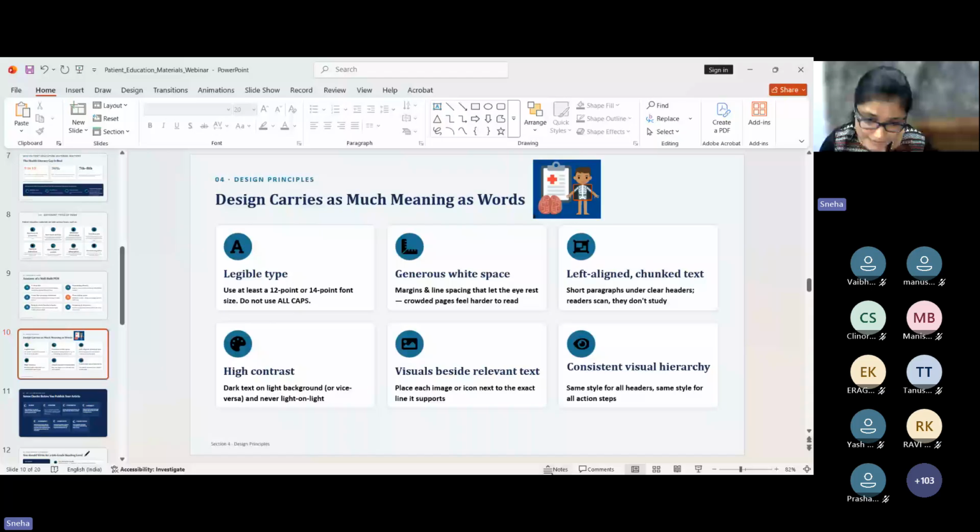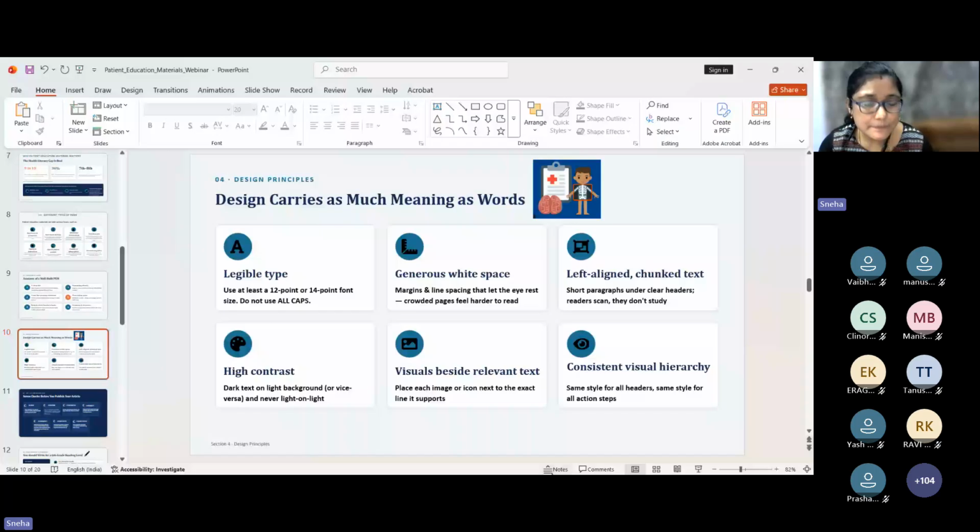Left aligned chunked text, short paragraphs under clear headers. Readers scan, they don't study. So every short paragraph has a bold heading. Readers will definitely just scan the headings, and if a particular heading interests them, they'll stop and read the article also. So there should be short paragraphs under clear headers. Readers scan, they don't study.